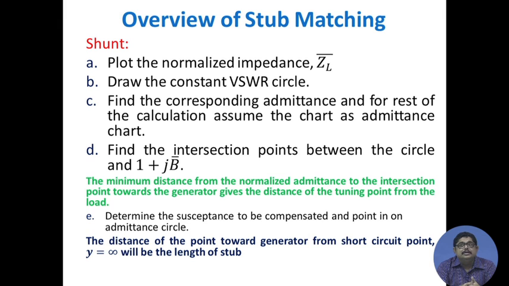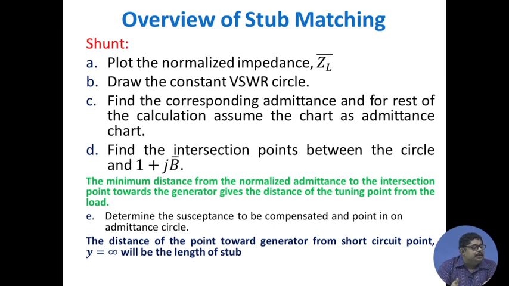So, an overview of stub matching, the single stub matching. Now, if you have the shunt type, first you will have to plot the impedance or admittance. In case of shunt it is admittance, then you are moving on a transmission line. So, better draw a VSWR circle. You know that if we can plot a load, then we can draw the VSWR circle by connecting with the center. We have seen that moving on the transmission line means you are moving on that VSWR circle. Then find the corresponding admittance, and for the rest of the calculation assume the chart is an admittance chart, as I said it is a shunt design. Then find the intersection points between that VSWR circle and the 1 plus jB circle.